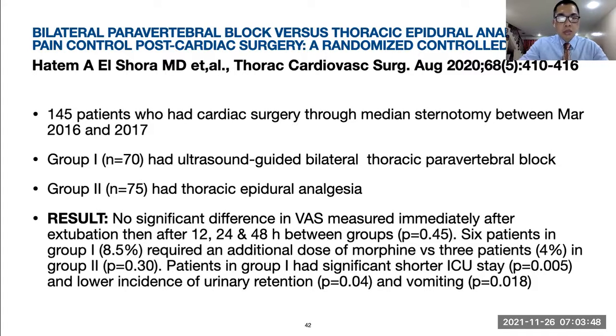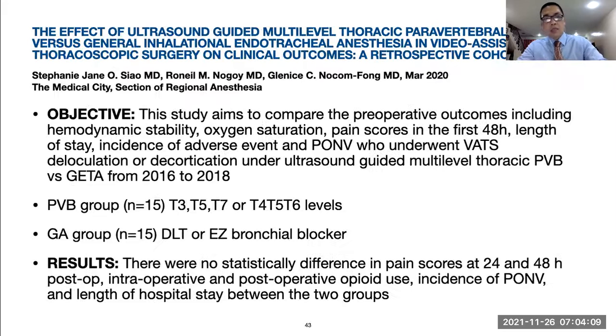And the result, there's no significant difference in pain scores immediately after extubation and also after 12, 24, and 48 hours. But Group 1, the ultrasound-guided bilateral thoracic paravertebral block, had significantly shorter ICU stay and lower incidence of urinary retention and vomiting.